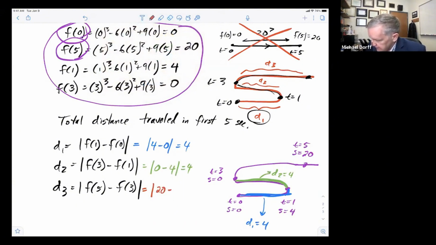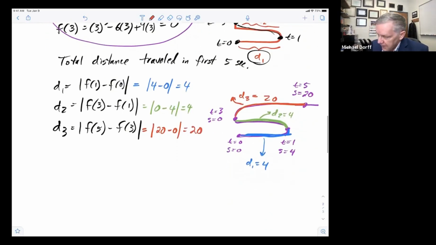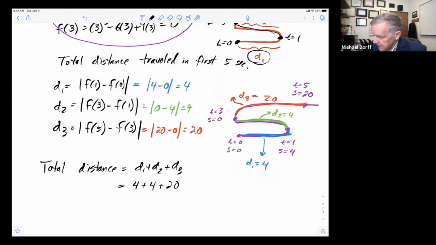So 20 minus 0, which is 20. So that's that distance there, 20, and that's d3, okay? So total distance traveled is equal to d1 plus d2 plus d3, which equals 4 plus 4 plus 20, which is then 28 feet, because our distance measurement is that.